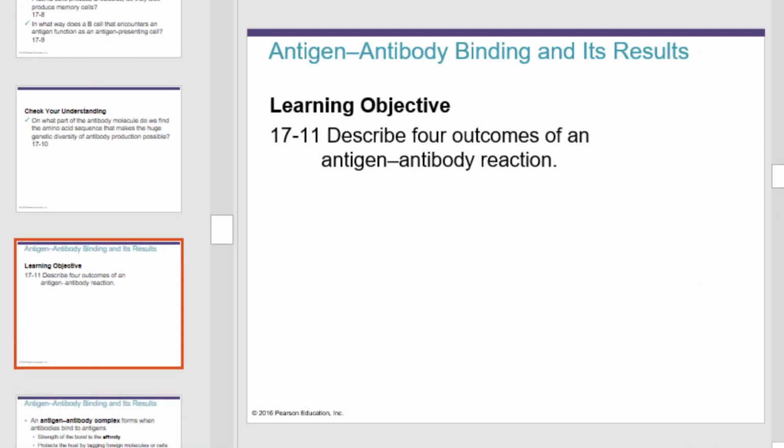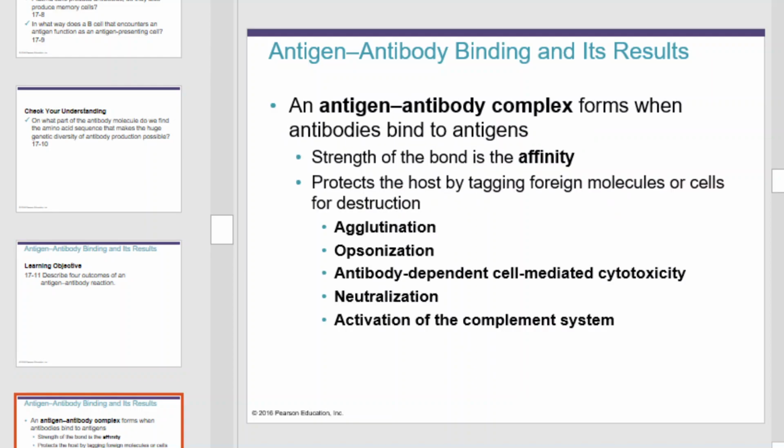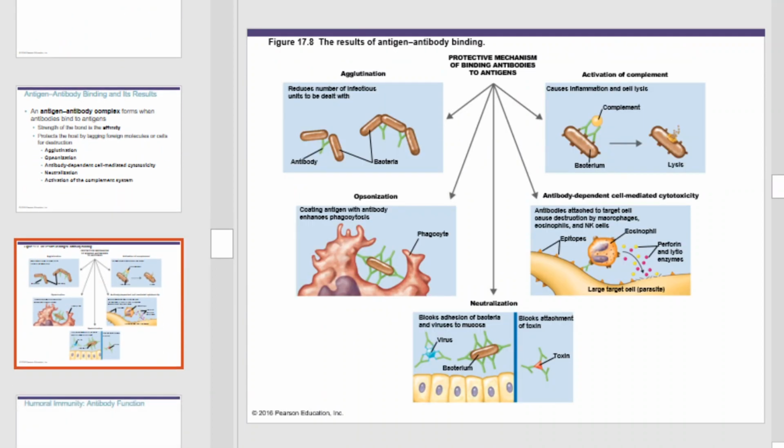Antigen-antibody binding and its results. An antigen-antibody complex forms when antibodies bind to antigens. The strength of the bond is the affinity. It will protect the host by tagging foreign molecules or cells for destruction. Destruction can include agglutination, opsonization, antibody-dependent cell-mediated cytotoxicity, neutralization, or the activation of the complement system. This illustration gives us the results of antigen-antibody binding.